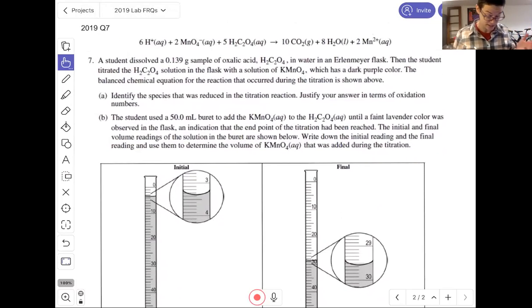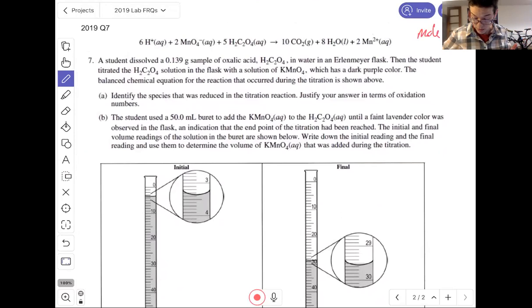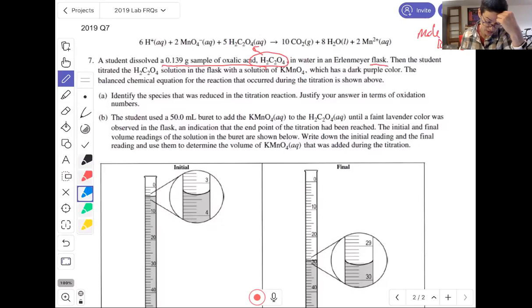They give you a balanced equation at the top. So they're already telling you I'm going to be using a mole ratio somewhere, because otherwise you wouldn't tell me that. Then start looking at the words. A student dissolved 0.139 grams of oxalic acid, and they give you the formula for it, in water in a flask. The student then titrated, so that's in the flask, with KMnO4, which has a dark purple color.